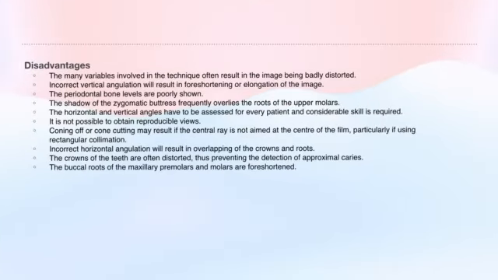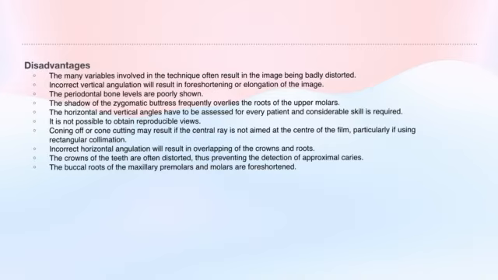The many variables involved in the technique often result in the image being badly distorted. Incorrect vertical angulation will result in foreshortening or elongation of the image. The periodontal bone levels are poorly shown. The shadow of the zygomatic buttress frequently overlays the roots of the upper molars. The horizontal and vertical angles have to be assessed for every patient, and considerable skill is required. It is not possible to obtain reproducible views.